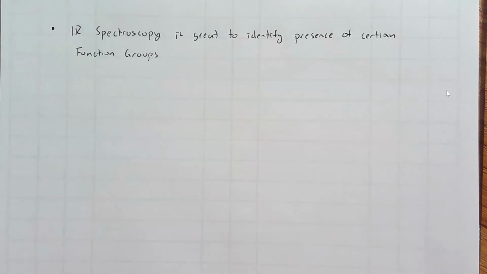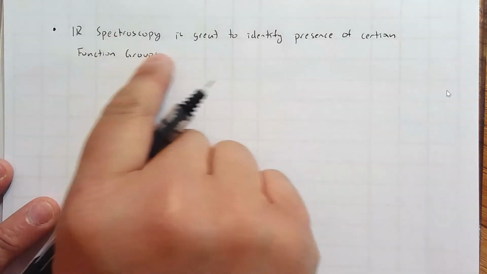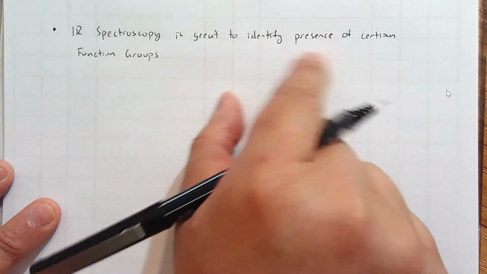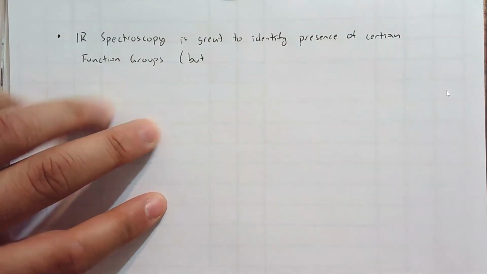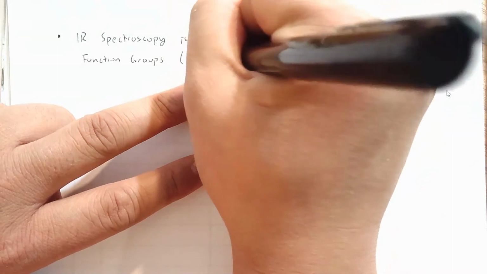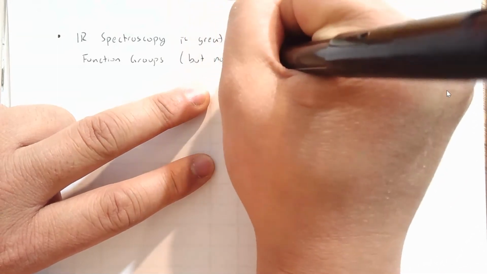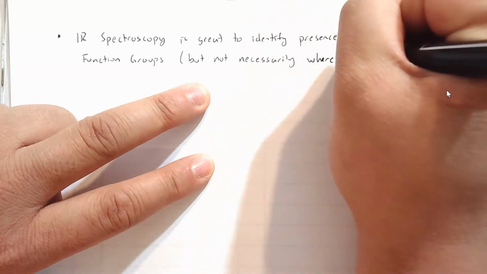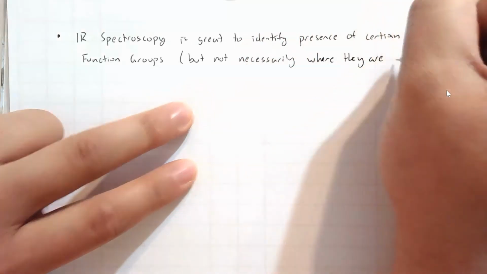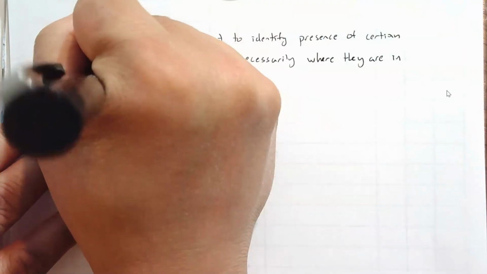Let me draw you a molecule. Oh, by the way, let me just specify. It's great to identify the presence of certain functional groups, but not necessarily where they occur in the molecule. There are limitations to IR spectroscopy, but not necessarily where they are in a molecule.